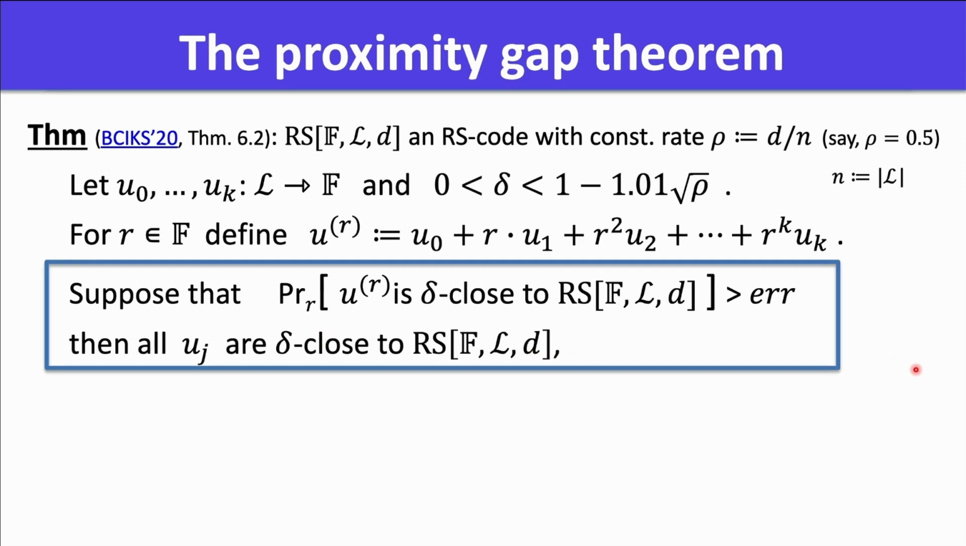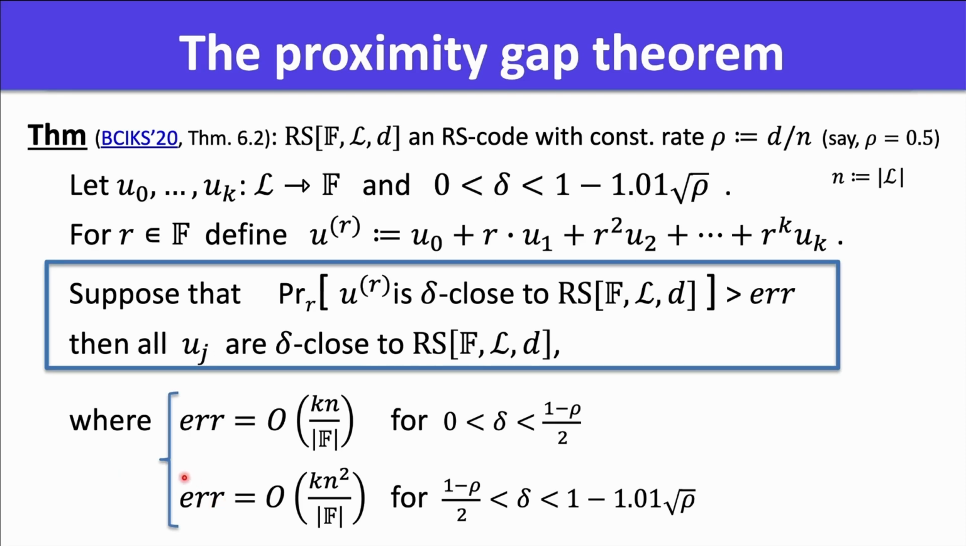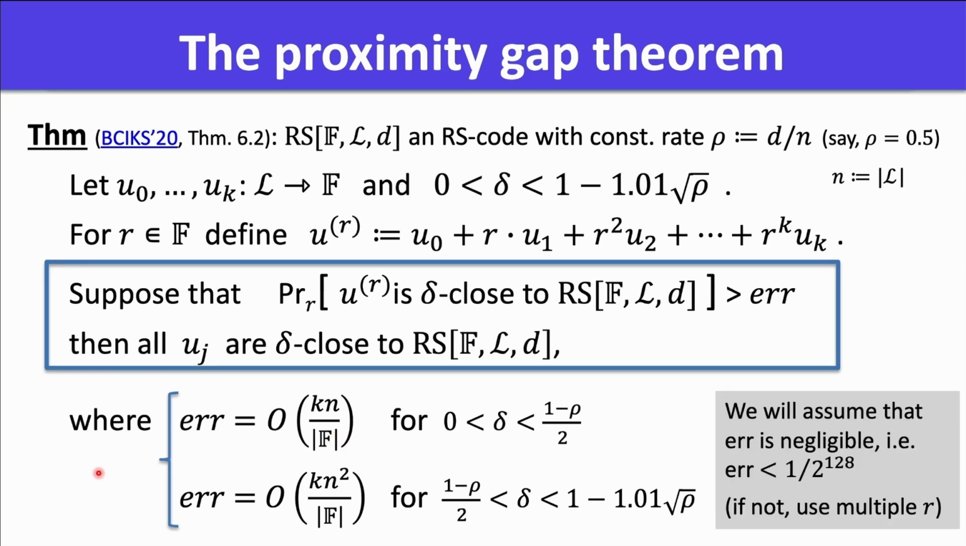You're probably wondering what this error is, so let me just write it out for you. The theorem is very explicit about it. Here I'm going to write it in a way so that you'll have a clean idea of what the error looks like. When we're below the unique decoding distance, the error grows linearly in the length of the code. When we're between the unique decoding distance and the Johnson bound, the error grows quadratically in the length of the code. Again, we're going to assume that our field is big enough so that this error is negligible.